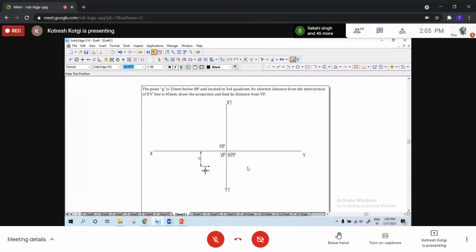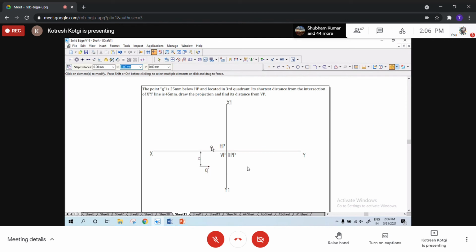Now I'll just name it. So it is the front view, right? Now it is G, sorry, G dash, because it is the front view. Now, any doubt up to here? Or shall I proceed? No doubt. Okay. Now you see, this is the front view.